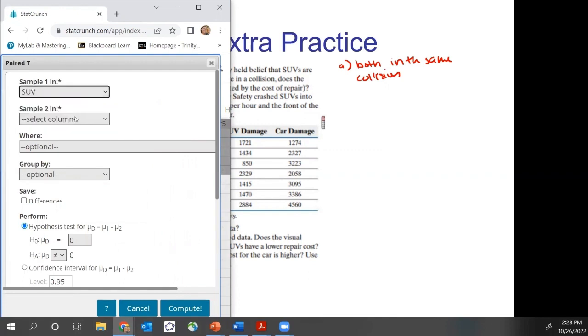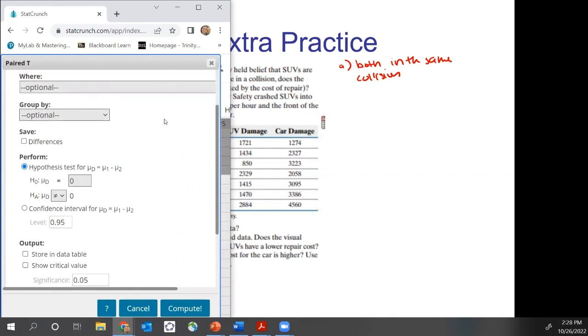I am going to have SUV. I'm going to have car. I know we're not doing the hypothesis test, but I'm going to read what it says here because we're going to do all of this together.